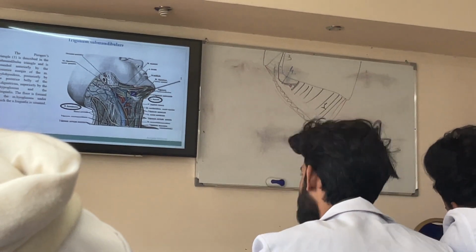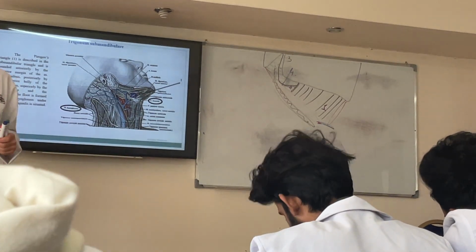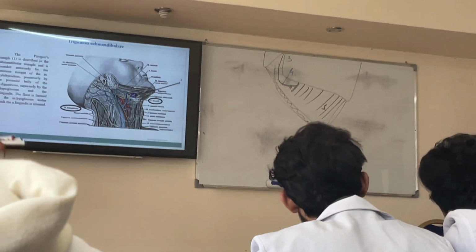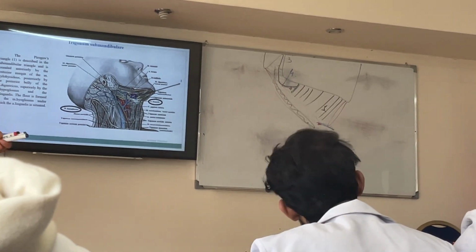It is draining into the internal jugular vein. It is draining the blood from the tongue. And it is located inside of the Pirogov triangle, a little bit below the hypoglossal nerve.